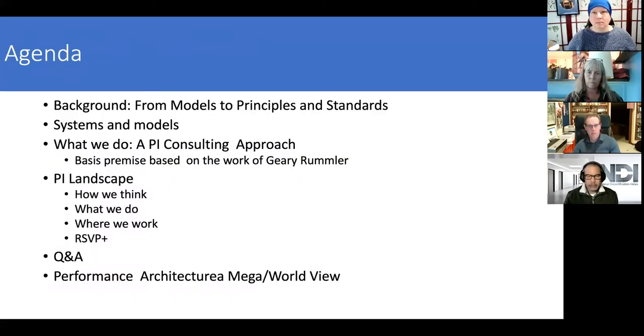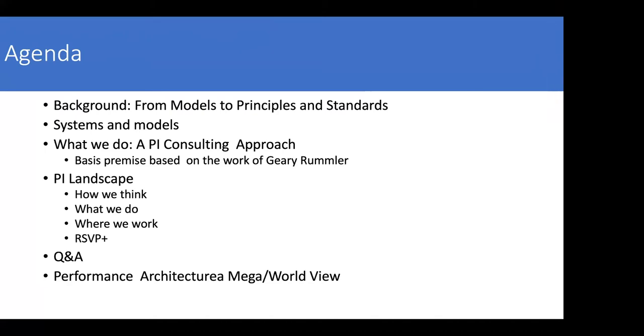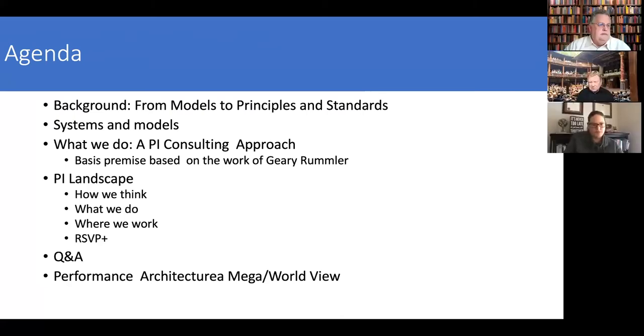So the flow of the agenda that I'm going to use today is talk a little bit about the background, going from models to principles and standards, which is a big leap forward for ISPI, which is the International Society of Performance Improvement. Then we're going to look at some of the systems models out there and how they're classified. So it's a little classification process. I have a little bit of work around what performance consultants do. So I'll introduce you to a nice little model by Geary Rumler. Now, if you don't know the work of Geary Rumler, I suggest you get his books out and start reading them, because that is a wealth of information. And he's an easy reader and is a great read. He's got some really good models in his books.